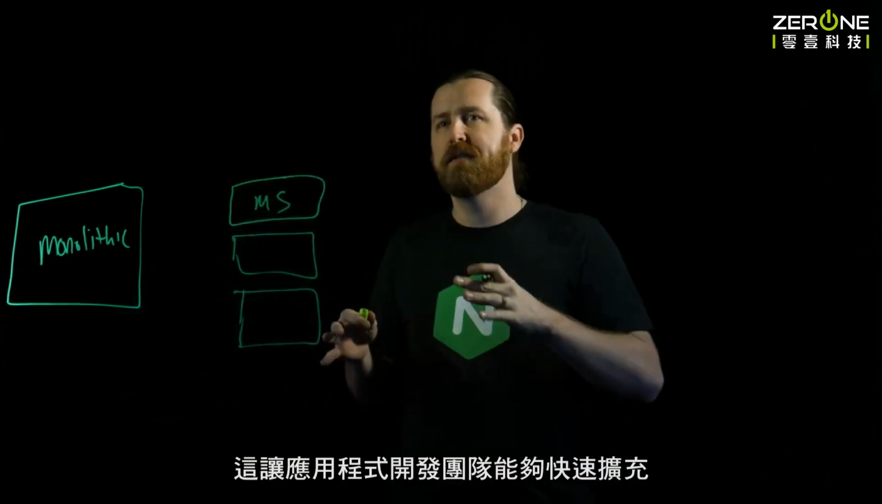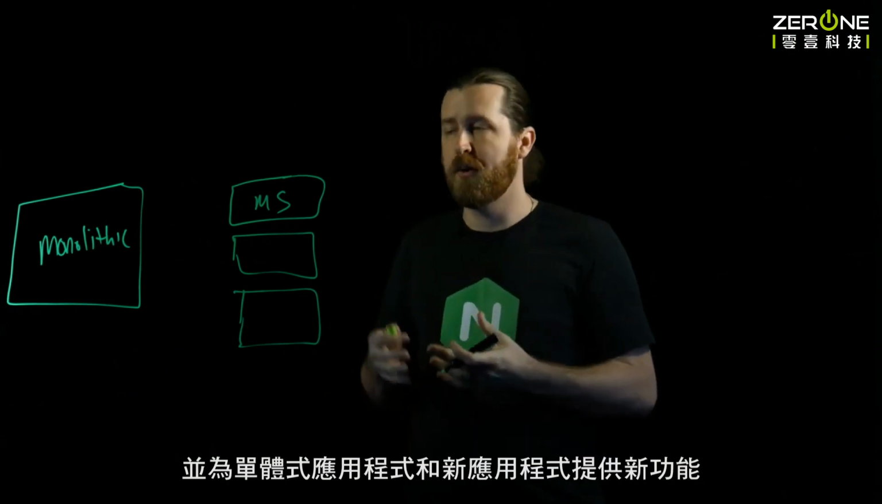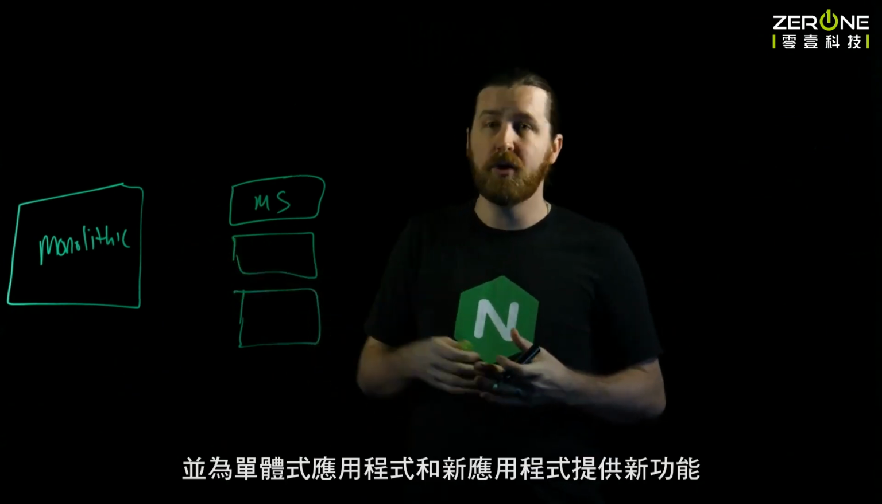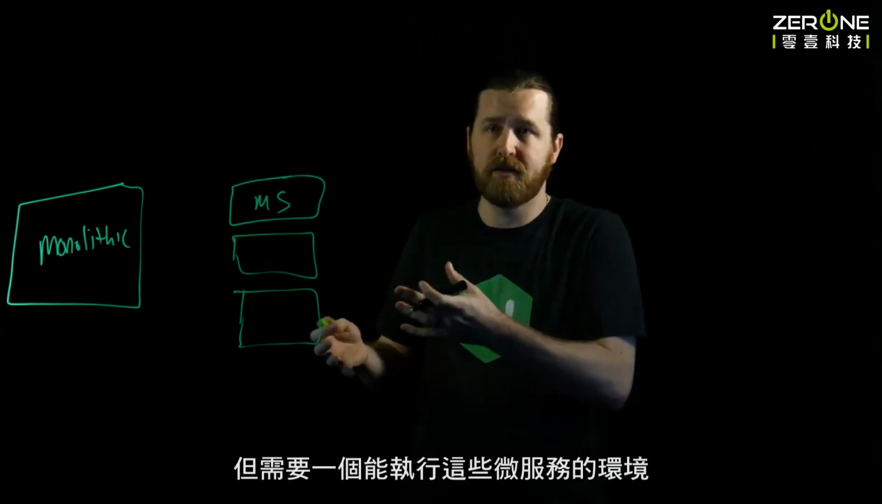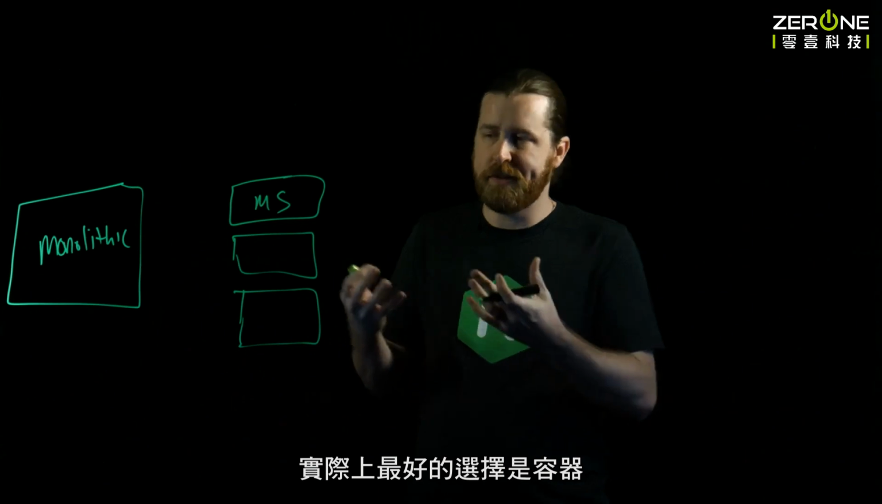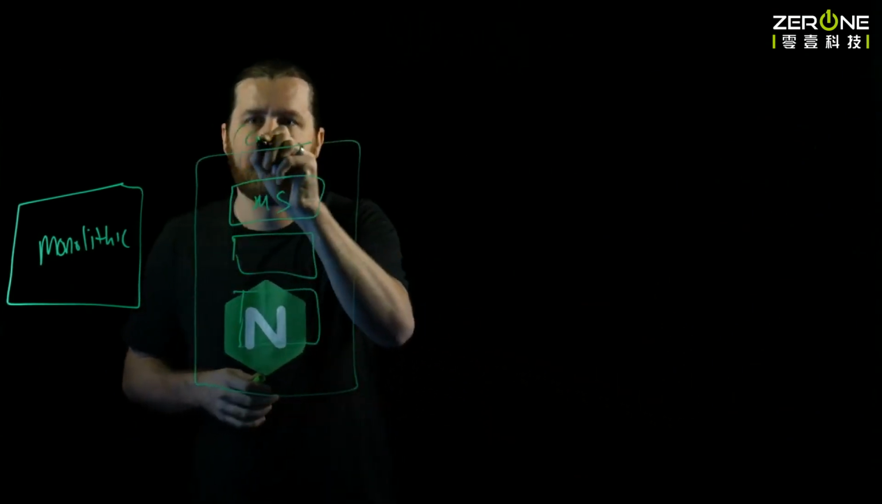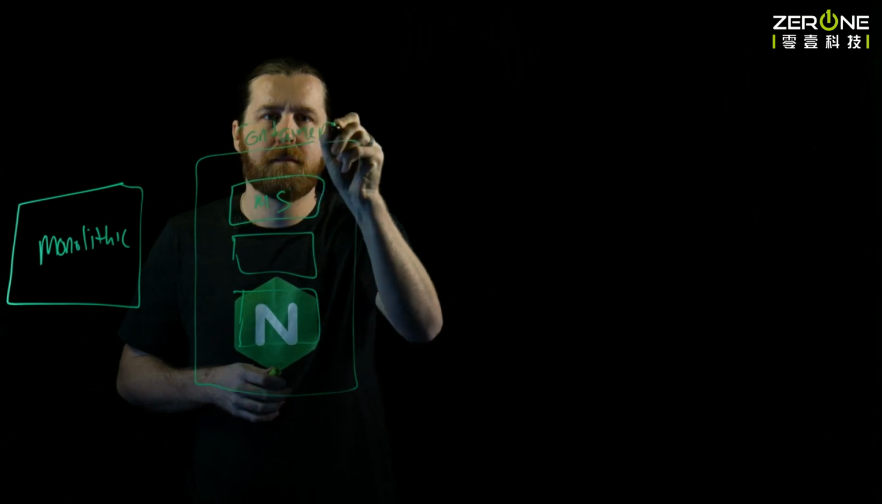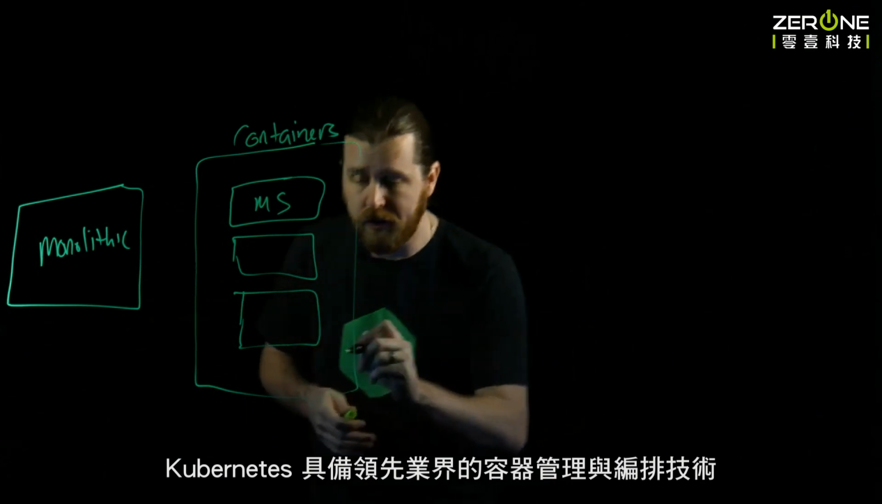This provides the ability for app development teams to quickly scale and deliver new functionality for both monolithic applications and new applications. However, you need an environment in which to run these microservices, and the best choice really is containers. Kubernetes is an industry leader in container management and orchestration.